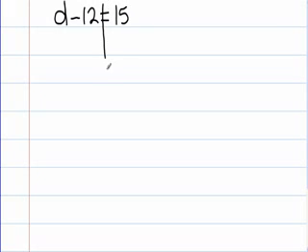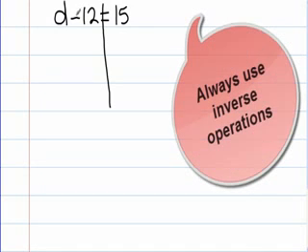Now let's solve a second equation using subtraction. D minus 12 equals 15. Now, once again, if we look on the left side of our equal sign, we find our variable, and we are subtracting 12 from it. Inverse of subtraction is addition, so we're going to add 12 to the left side of our equal sign and add 12 to the right side.